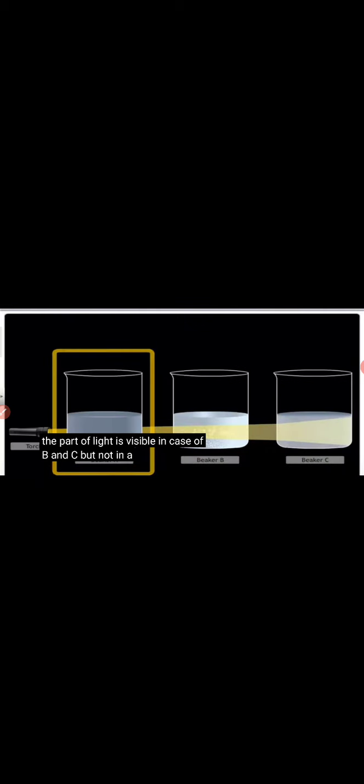Students, these are very simple experiments. You can perform this experiment at your home, and you can note down the observations.